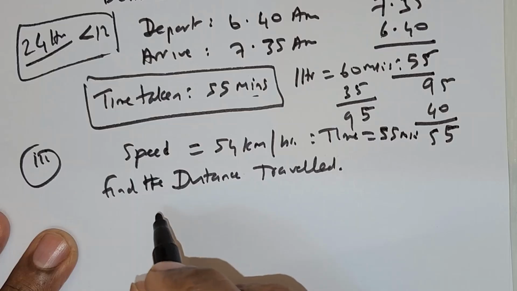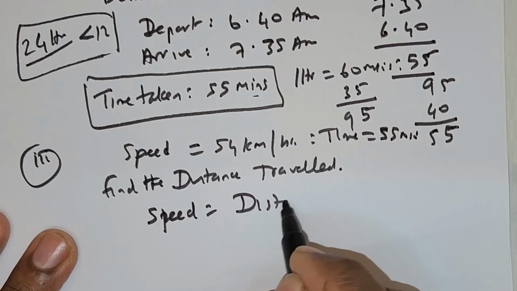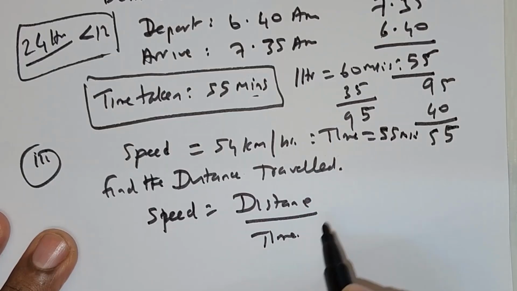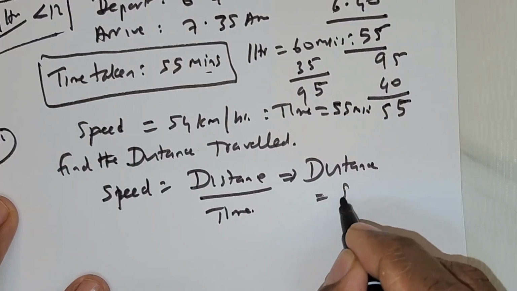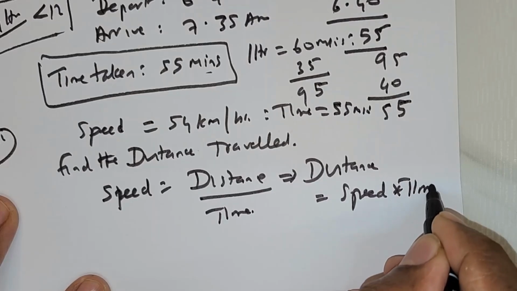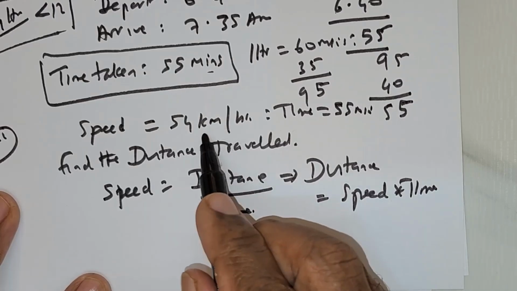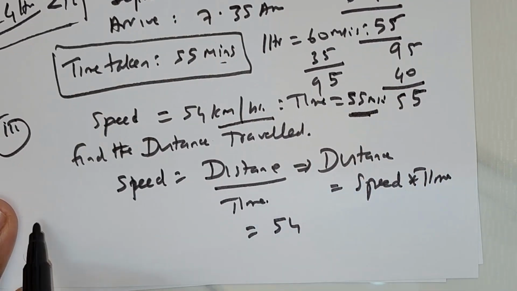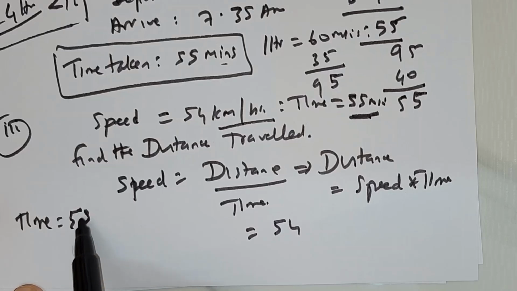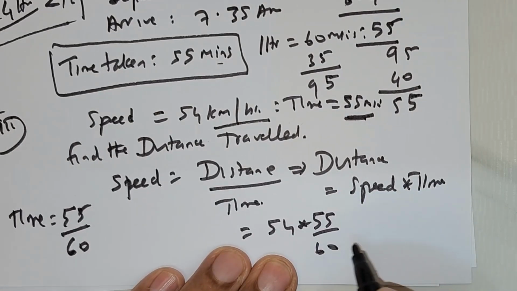Now there is a formula. Speed is equal to distance over time. But we need distance. So distance is equal to speed multiplied by time. We have speed given as 54 kilometers per hour, fair enough, but the time is not in a unit that we can utilize directly. So we will have to convert this 55 minutes to hours. So I divide by 60. Now you take this up and you multiply by 55 divided by 60.